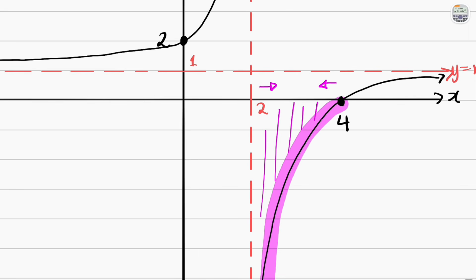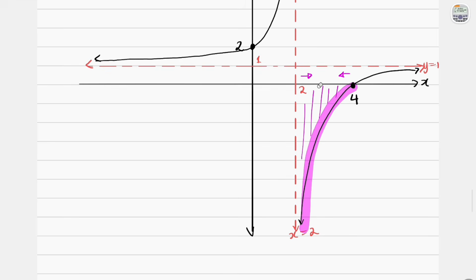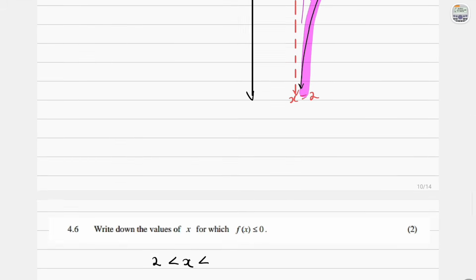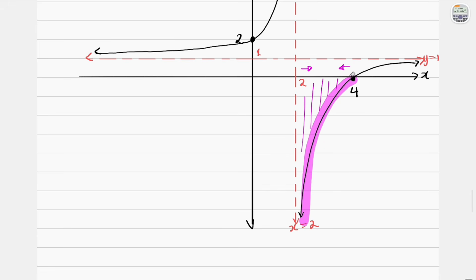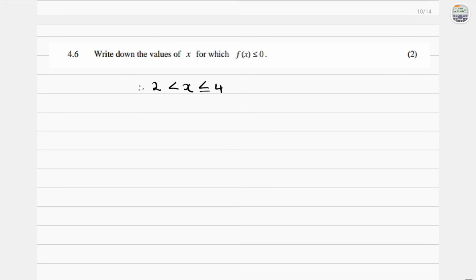But we need to consider here, you see at 4, this point is (4; 0). It has a y value equal to 0. They said f of x needs to be less than or equal to 0. So we would also have to include the x value of 4, meaning our answer here is going to be, this is where x is, as you can see, values that are greater than 2, but less than or equal to 4. Okay, so less than or equal to 4, and that would be our answer.